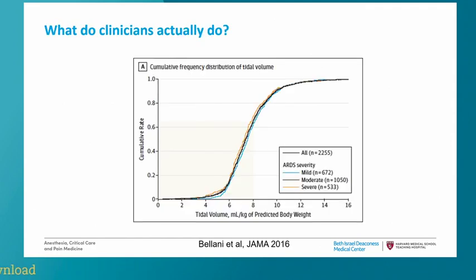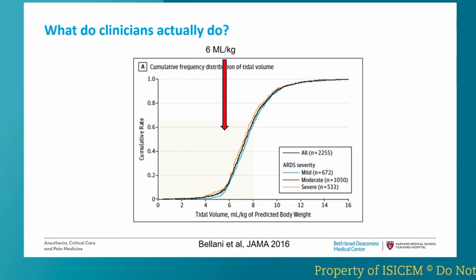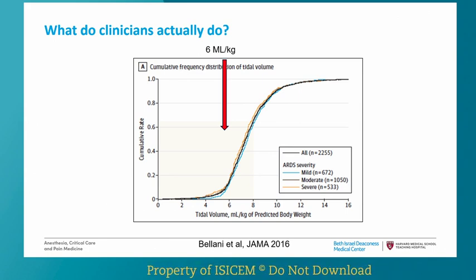What do clinicians actually do? Always worth asking ourselves. So this is 6 mLs per kilo there. You can see that worldwide in the LUNG SAFE trial published 10 years ago, some patients, but a minority of patients were receiving 6 mLs per kilo.